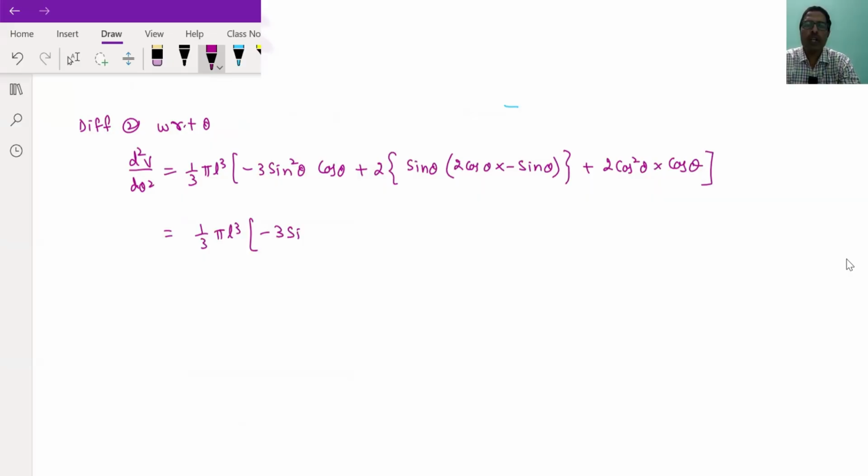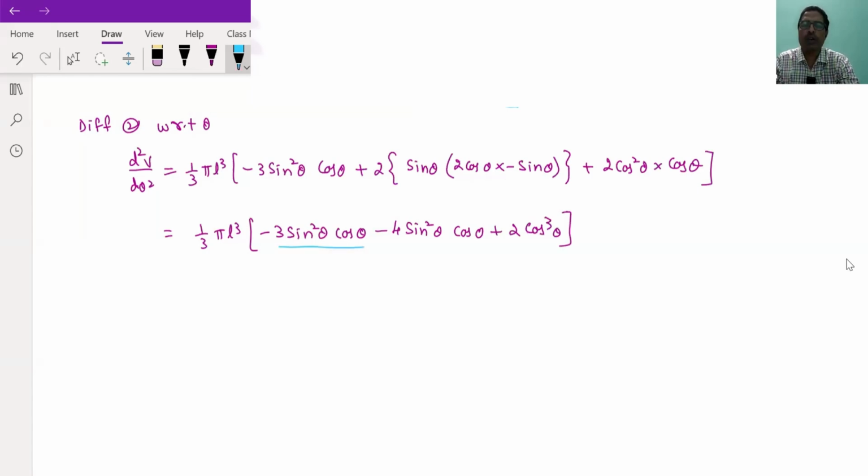Minus 3 sine square theta into cos theta. This plus into minus will be minus, 2 times 2 will be 4. You'll be getting sine square theta into cos theta, plus it is 2 cos square theta into cos, which will be cos cube of theta. But these two values are the same, sine square theta cos theta. I can just club them and write down: minus 3 minus 4 will give minus 7 sine square theta into cos theta, and plus 2 cos cube of theta.